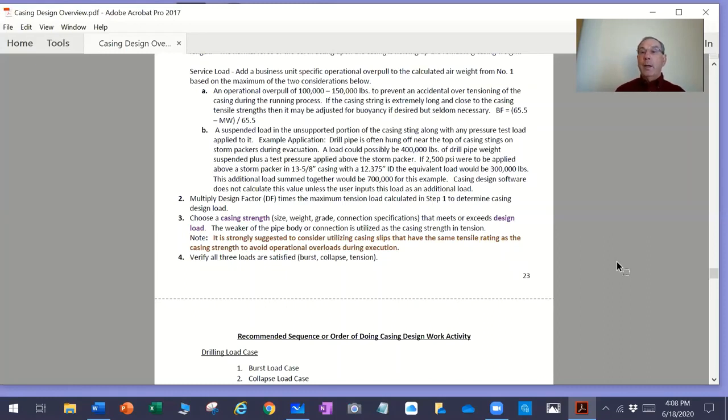You say, okay, I'm running 60-pound casing to 10,000 feet. Well, they can do the math. That's 600,000 pounds. And so they choose casing slips that are good for 600,000 pounds or greater than 600,000 pounds.